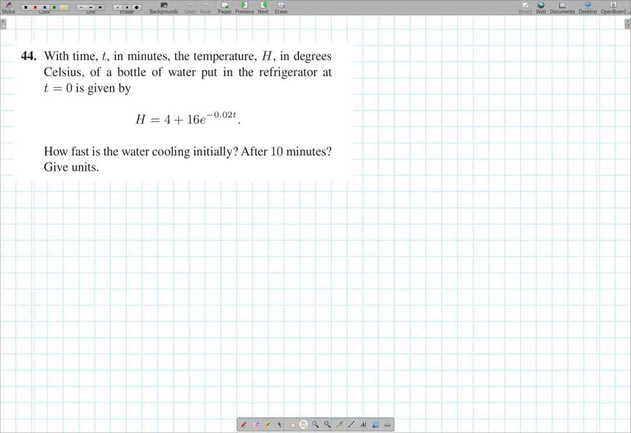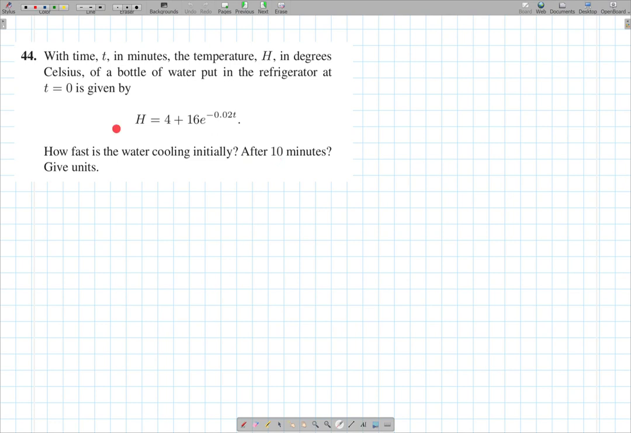With time t in minutes, the temperature H in degrees Celsius of a bottle of water put in the refrigerator at t equals 0 is given by H equals 4 plus 16e to the power of negative 0.02t. How fast is the water cooling initially? And after 10 minutes? Initially, then the other one is after 10 minutes.